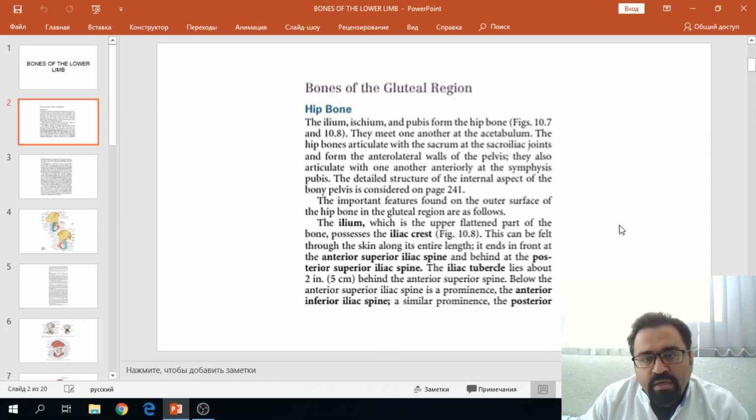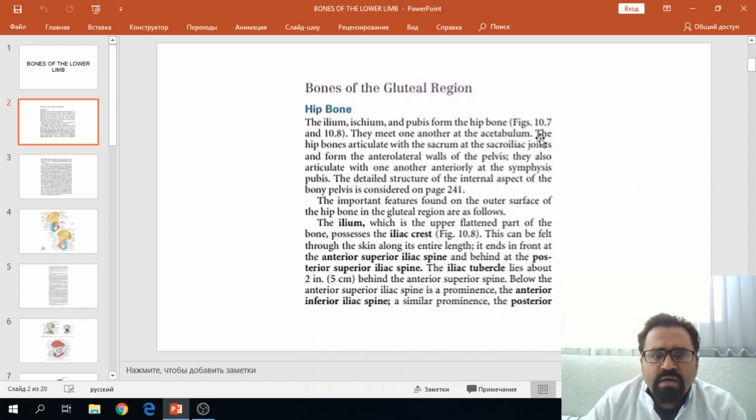The hip bone is composed of three separate bones. It's a single bone which is made up of three separate bones. They meet one another at the acetabulum. The acetabulum is a cavity. Just like in the scapula we have the glenoid cavity, here in the hip bone we have the acetabular cavity, which articulates with the head of the femur to make a hip joint.